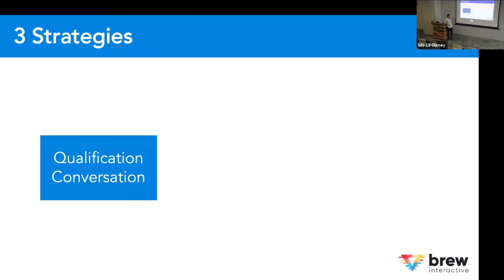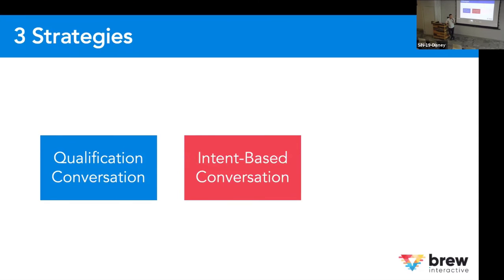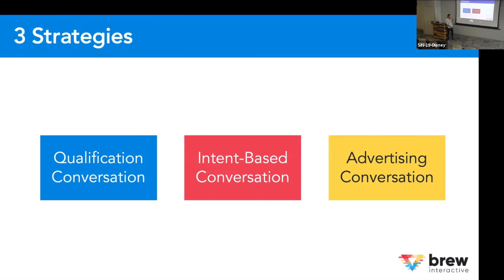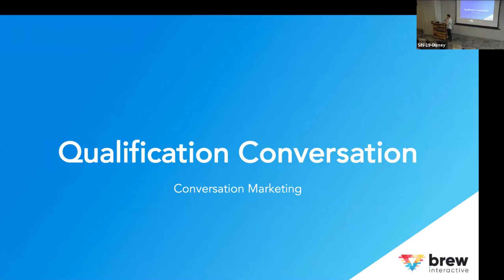Instead, there are 3 ways you can go about building smart chatbots. I'm just going to give you the general framework to think about. The first one is to use the chatbot for general qualification. That means you qualify your visitors from there. The next one is to use the chatbot to trigger messages based on the user's intent. I'll go into details in a second. And the last one is more of an advertising conversation, which I'll talk about in a bit as well.